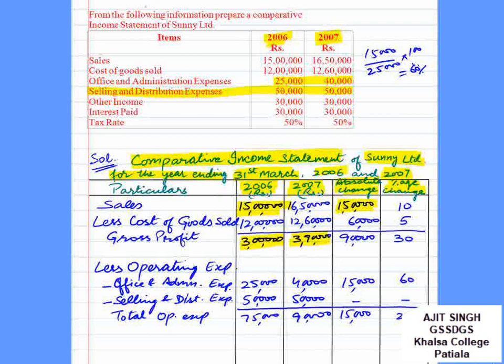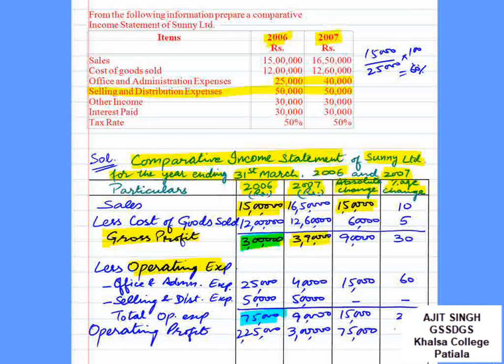By deducting operating expenses from the gross profit, we get operating profit. And operating profit comes to be 2,25,000, that is 3 lakhs minus 75,000. And for the year 2007, this figure comes to be 3 lakhs. Increase comes to be 75,000 and the increase is 33.3%.